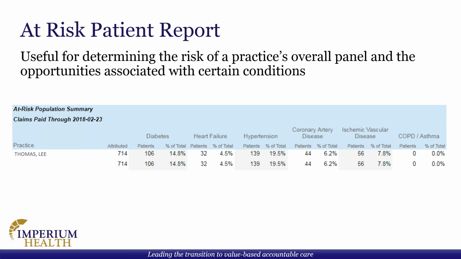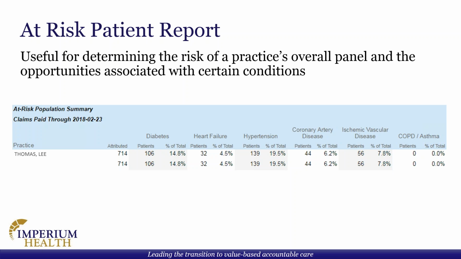Your at-risk patient report is an opportunity to, from a high level, take a snapshot of how many patients I have that are these Medicare shared savings attributed patients that have diabetes, heart failure, or hypertension. This can have an impact on how you want to approach your coding. This can also have an impact on how you want to think about some of your different quality measures.